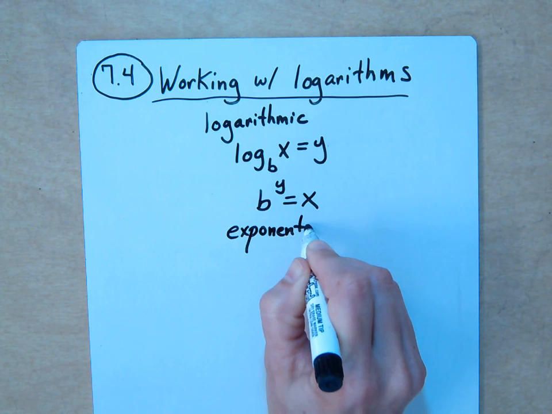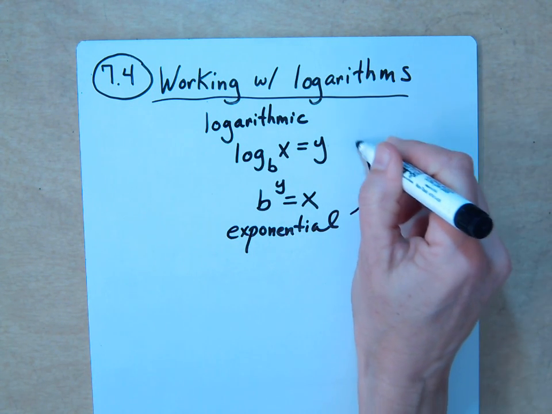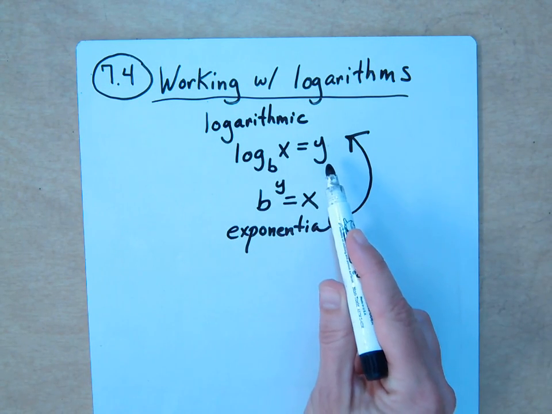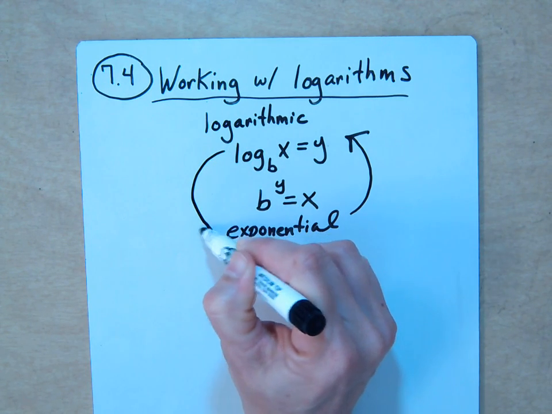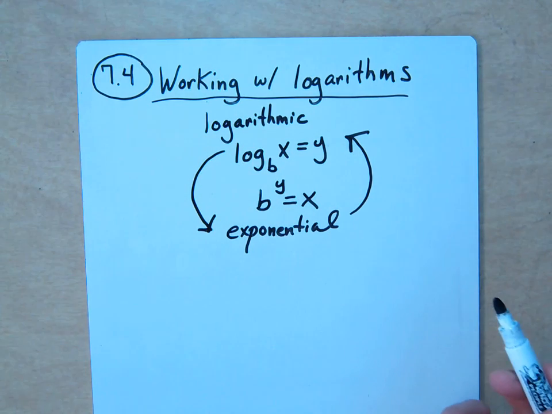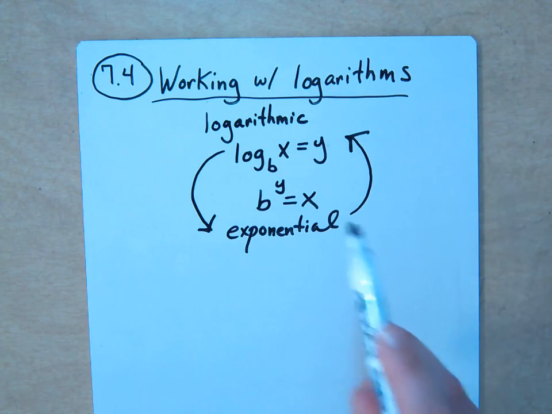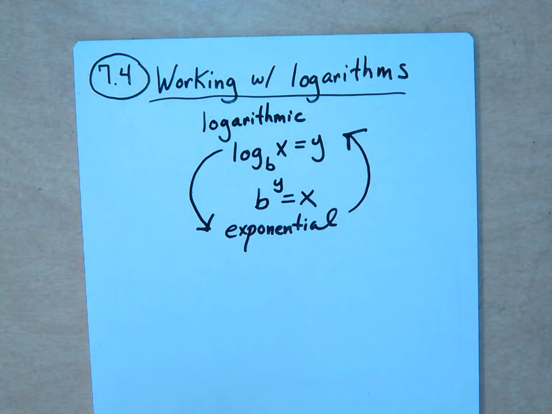And these are inverses of each other. One undoes the other. So by rewriting something that's in exponential form as a log, or writing something that's written as a log as exponential, that helps you to simplify expressions and solve equations if you understand this translation from one to the next. So let's look at some specific examples using that.